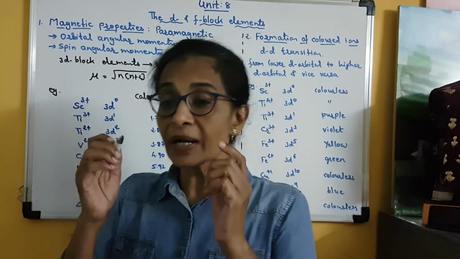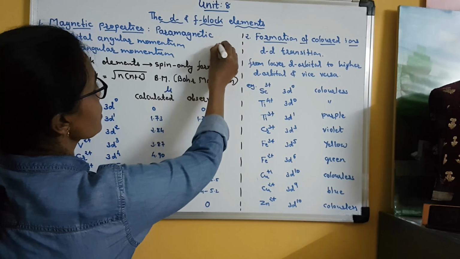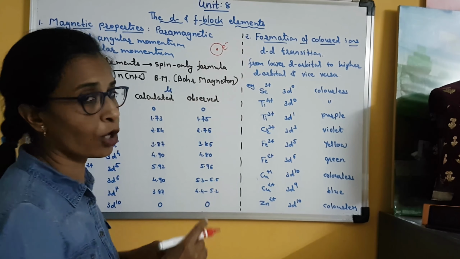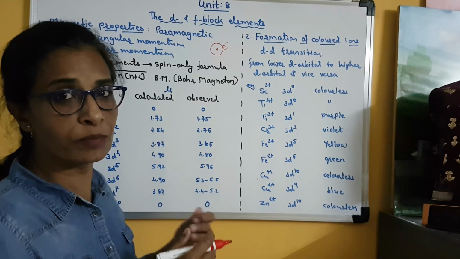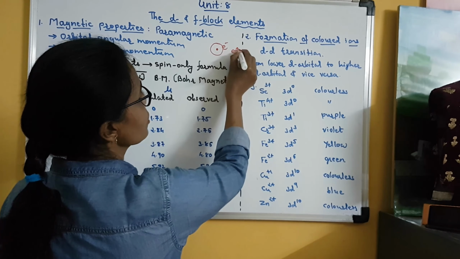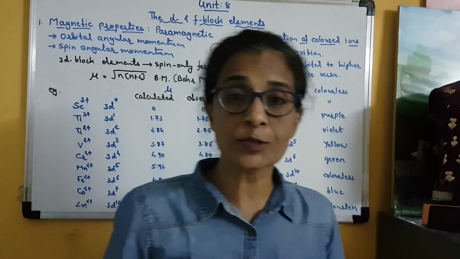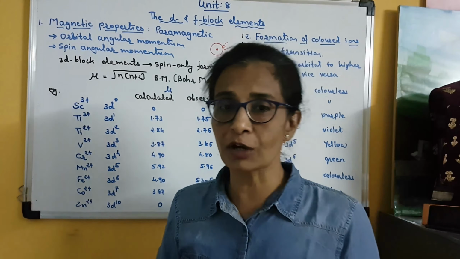Clear? Now if the substance is paramagnetic, then it has unpaired electrons, and this unpaired electron will have 2 types of motions. One is that the electron revolves around the nucleus, that is, an orbital motion. Another is that the electron spins about its own axis. That is called spin motion of the electron. So the electron is a negatively charged particle and it has 2 different types of motions: one is orbital motion, the other is spin motion.